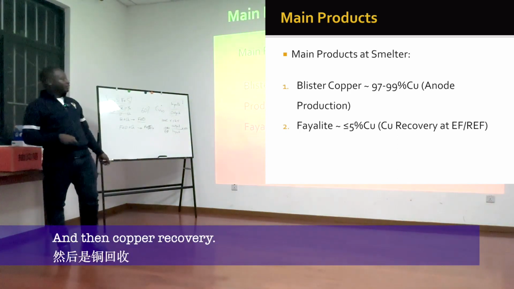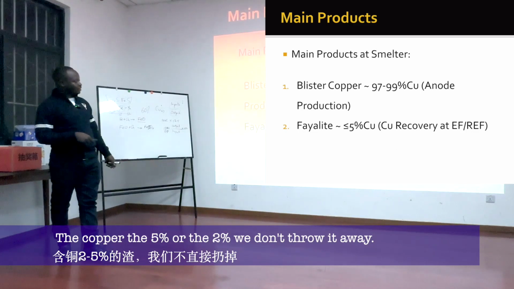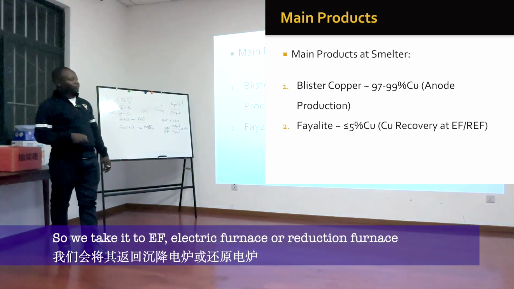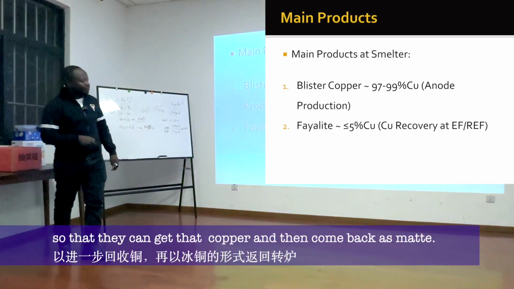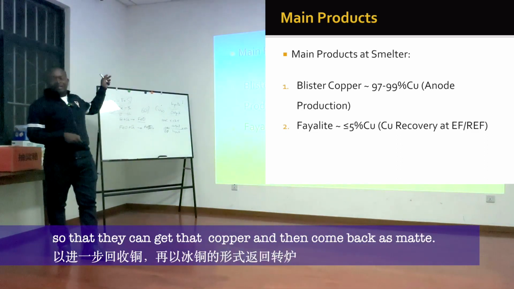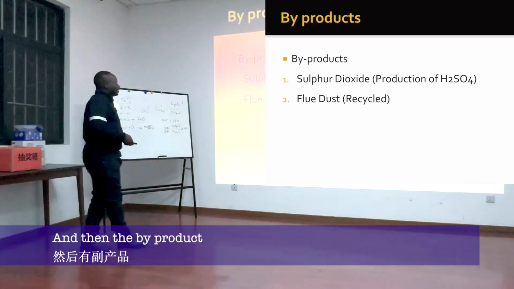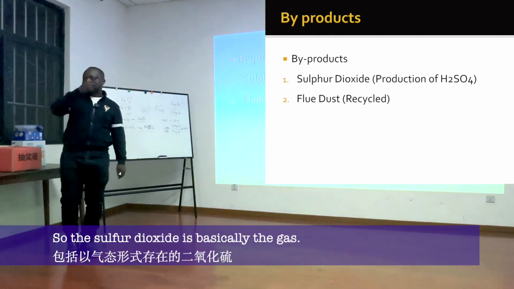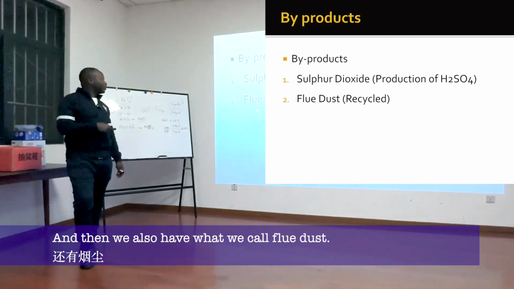And then copper recovery, the copper, the 5% or the 2%, we don't throw it away. So we take it to ODF, the electric furnace or reduction furnace, so that they can get that copper and it comes back as matte. Then we continue blowing. And then the byproducts. The sulfur dioxide is basically the gas. And then we also have what we call flue dust.